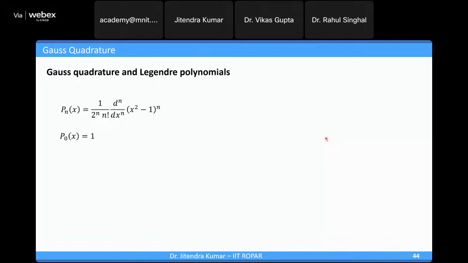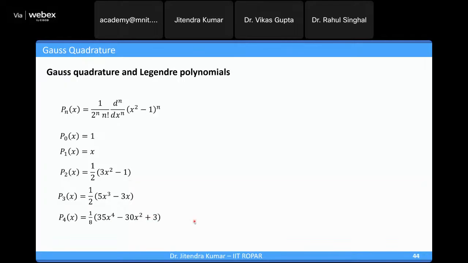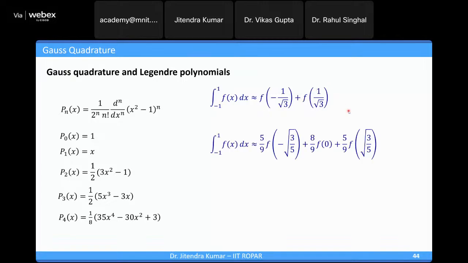So this is a Legendre polynomial, and again, it looks complicated. If you go with P0(x), it's 1, P1(x) is just x, P2(x) is given here, P3(x) is given here, P4(x) is here. So that's the 4th degree polynomial I have shown you. Considering only 2 nodes, our formula was f(-1/√3) plus f(1/√3). Considering 3 nodes, we got this formula, just solving those equations and so on.